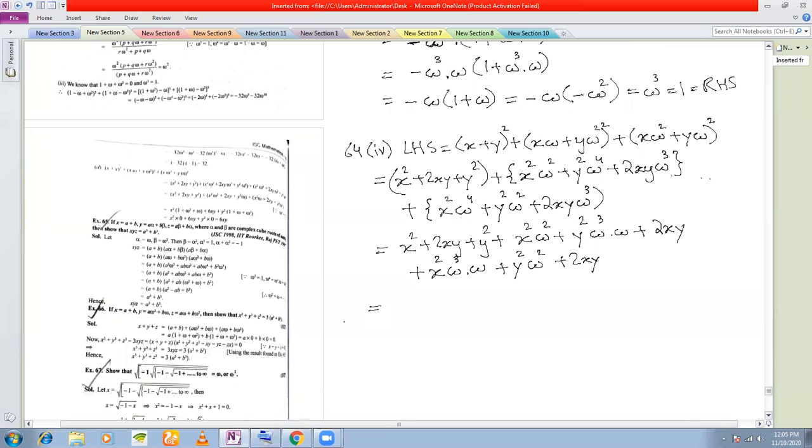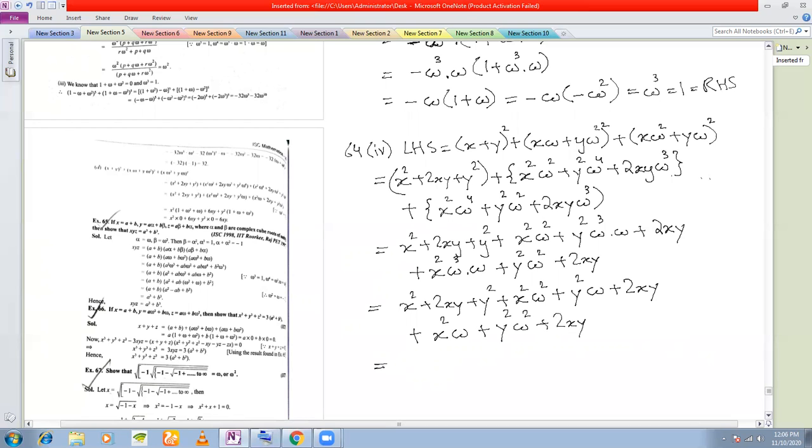Okay, so now what happens? Simplify. x square plus 2xy plus y square omega square, nothing can be done with this. You write simply x square omega plus y square omega cube, which is 1. So this simply becomes y square omega plus 2xy plus x square omega cube, which is again 1. So this becomes x square omega plus y square omega square plus 2xy.